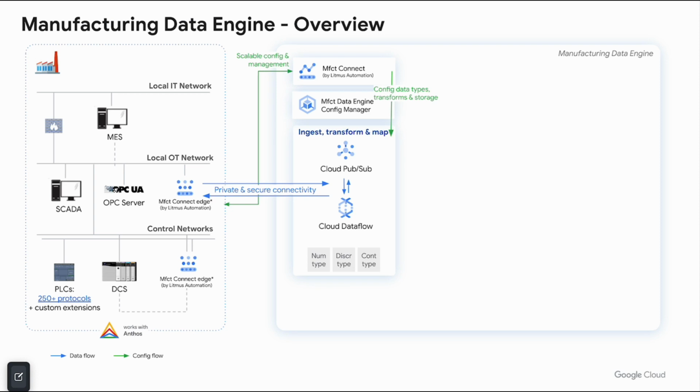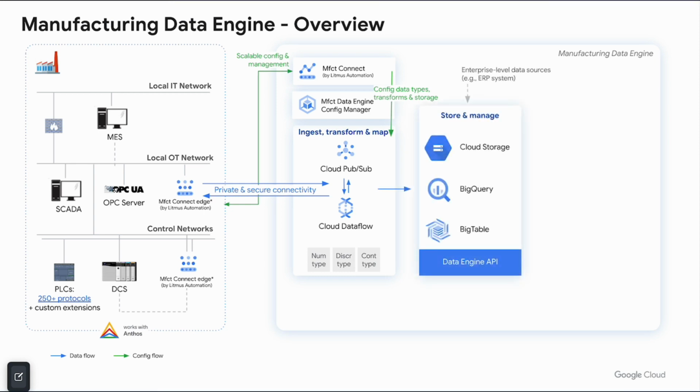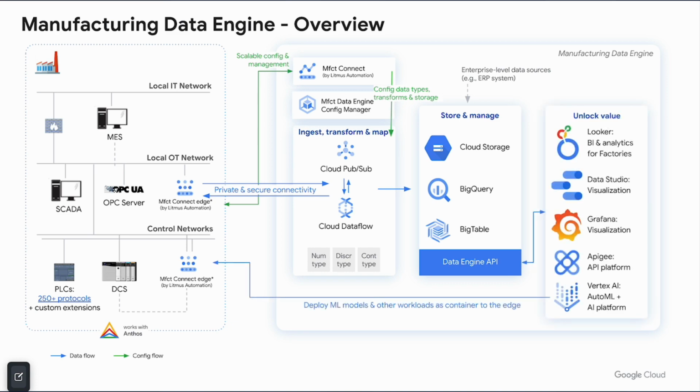It's like adding labels and notes to a photo so you know exactly what's going on. And the cool thing is, you can customize how it adds that context to fit your specific needs. Next, it stores everything securely in Google Cloud using different databases, BigQuery, Bigtable, or Google Cloud Storage for different data types. From here, customers can use Data Engine API to build analytics dashboards using Looker or machine learning models using Vertex AI.